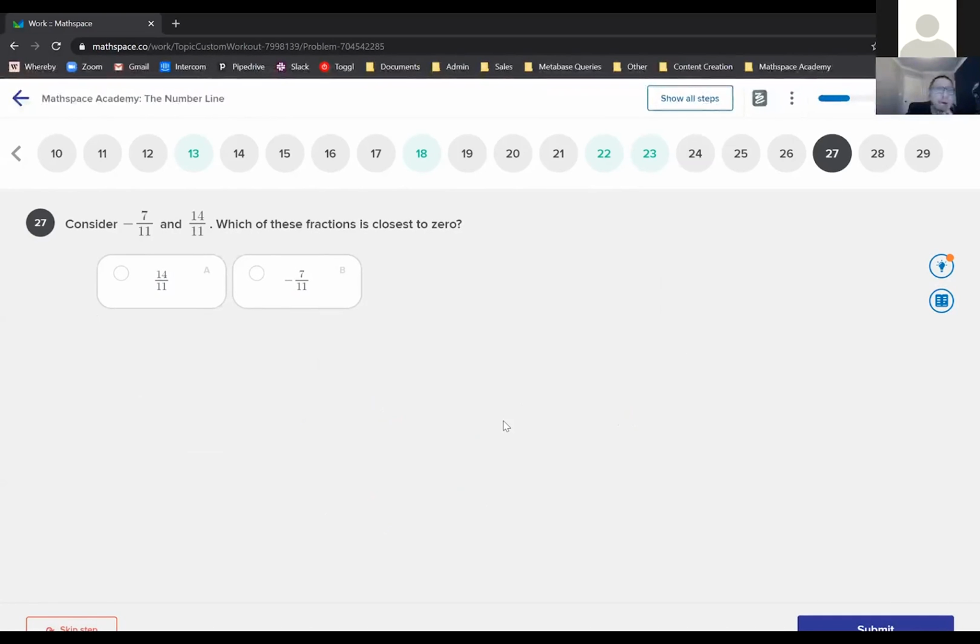All right. Which of these fractions is closest to 0? Oh, this is an interesting question. Any ideas? A or B? A or B? The answer is, well, it's definitely B, right? If we did our number line, okay, last one, and we're going to move on.